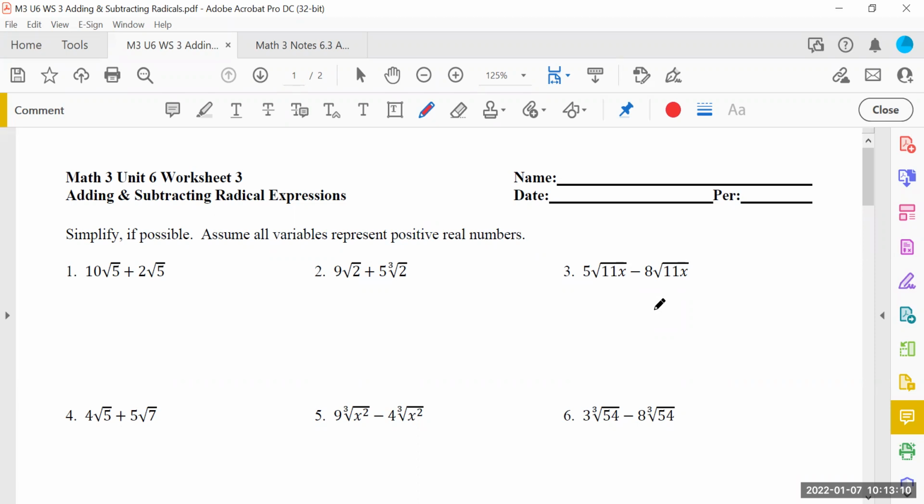Okay, you're working on the head. Yeah. That 12, you can simplify it first and then see if they combine.